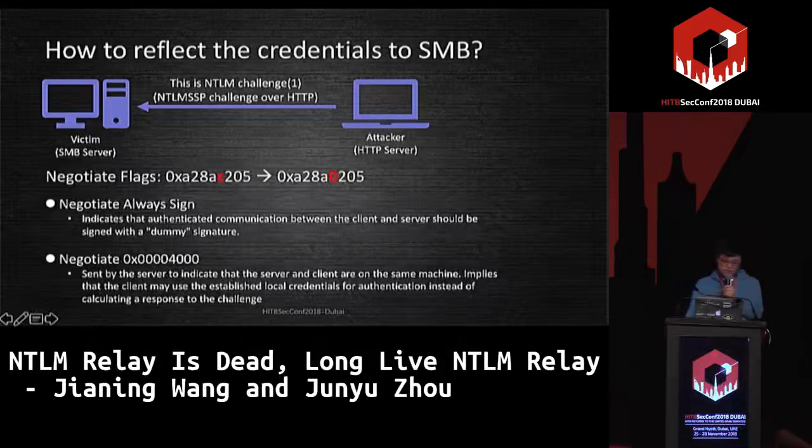Why do we need to change the bits? Because we don't know the signature, so we only need to unset it. The other one we need to spoof. The server and client are not on the same machine.